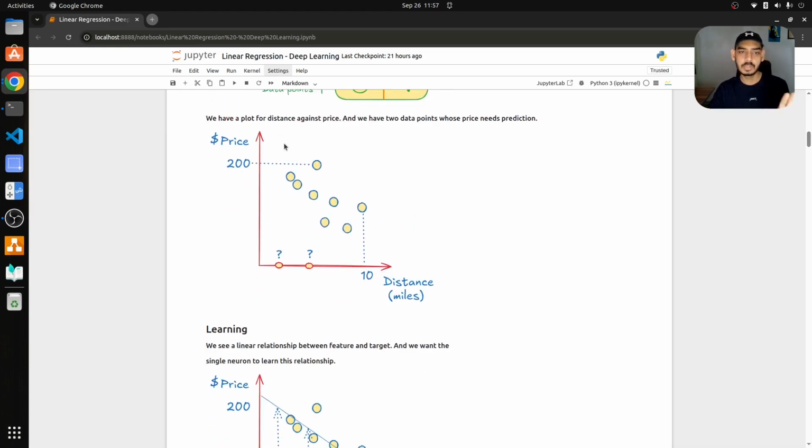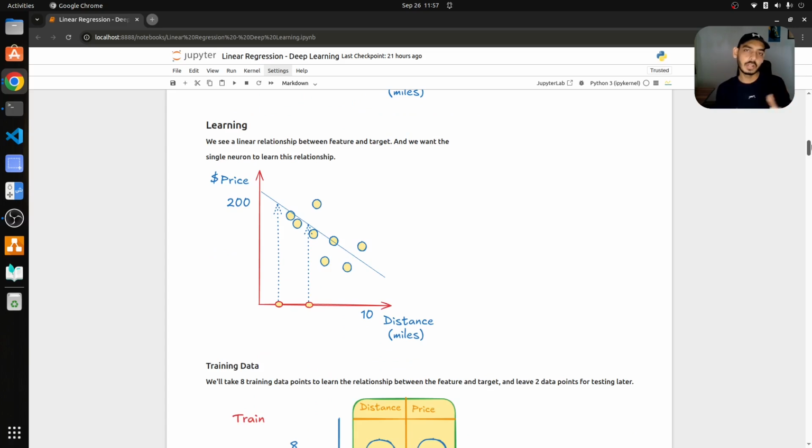So let's assume this is the plot for the distance versus price. And if you see here, for around 8 data points, we have the corresponding price. And then we have 2 data points for which we don't know the price. So we have to train a model such that we will be able to find a relationship between distance and price, and then we can use these 2 data points to test it out. On the x-axis we have distance in miles and price on the y-axis, which is in dollars.